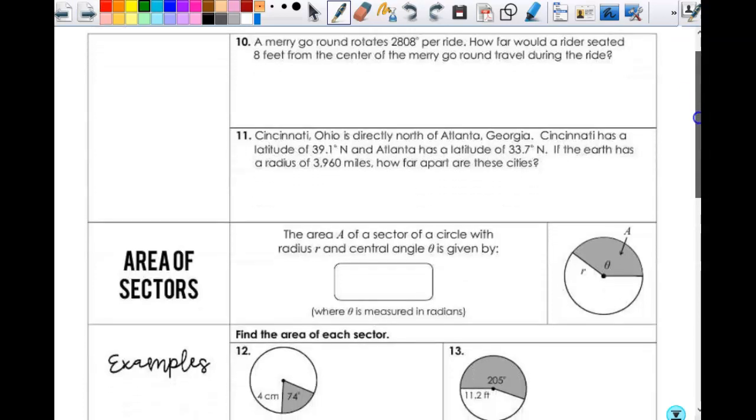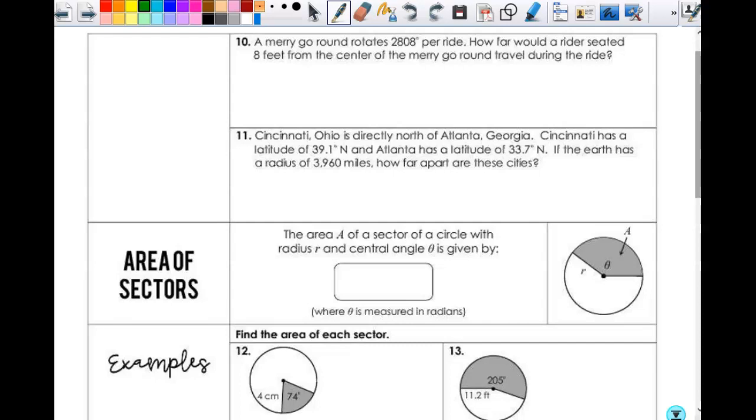Okay. A merry-go-round rotates. It is not a radian. It is degrees. Just because there's a pi in it does not mean that there's radians in it. All right, a merry-go-round rotates 2,808 degrees per ride. How far would the rider seated 8 feet from the center of the merry-go-round travel during the ride?